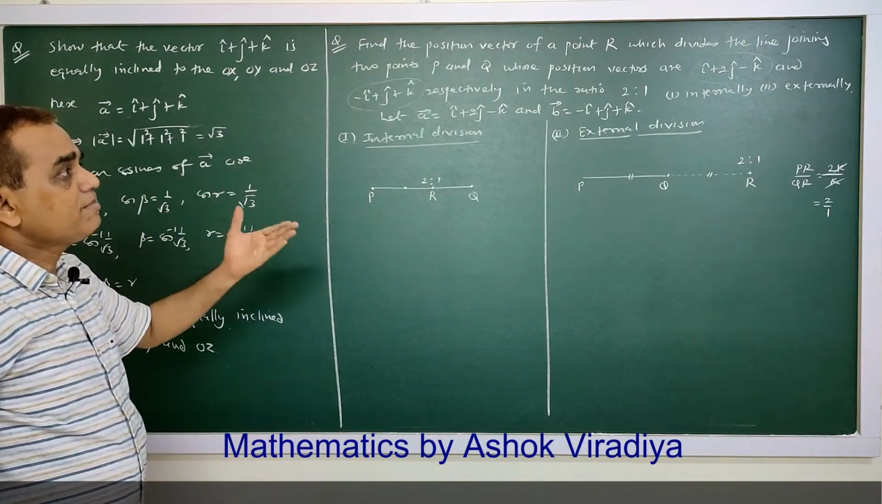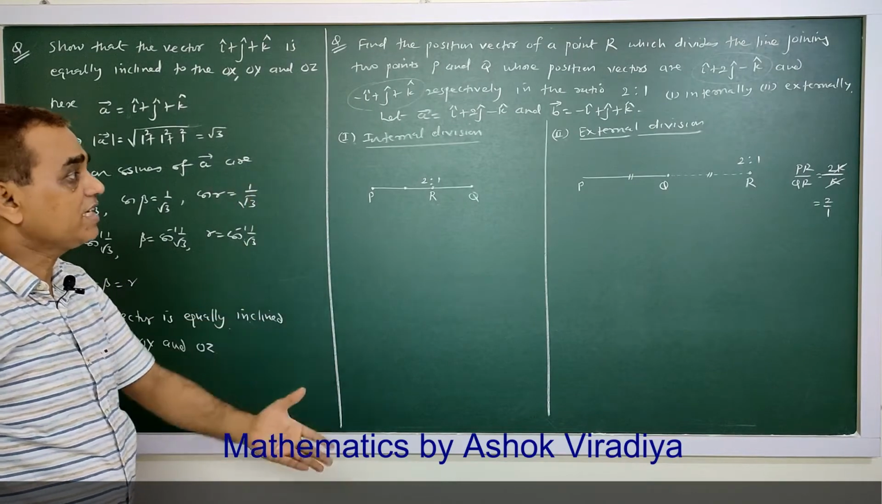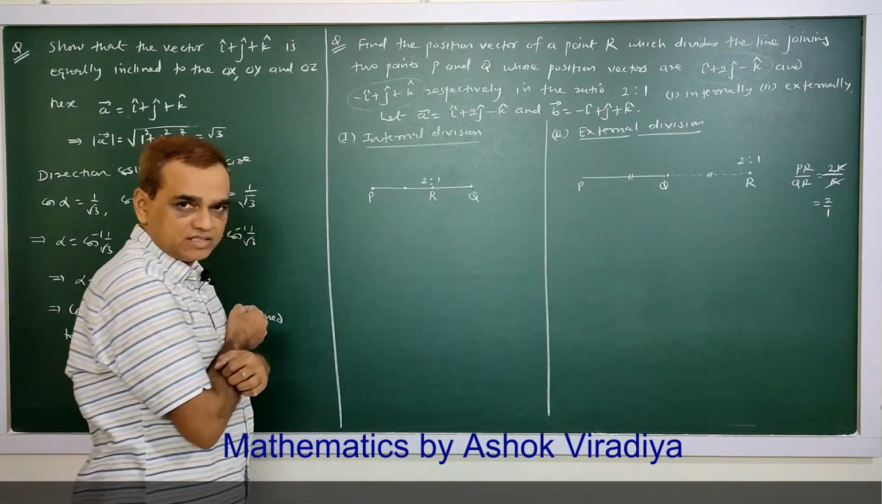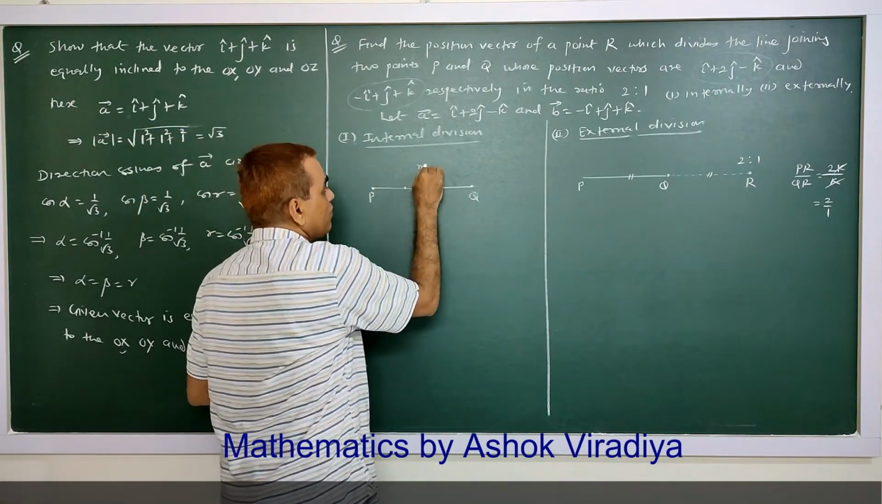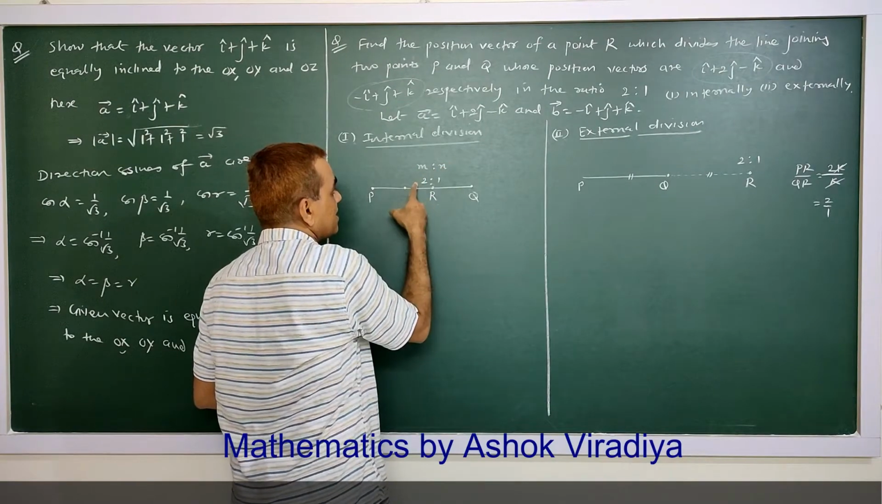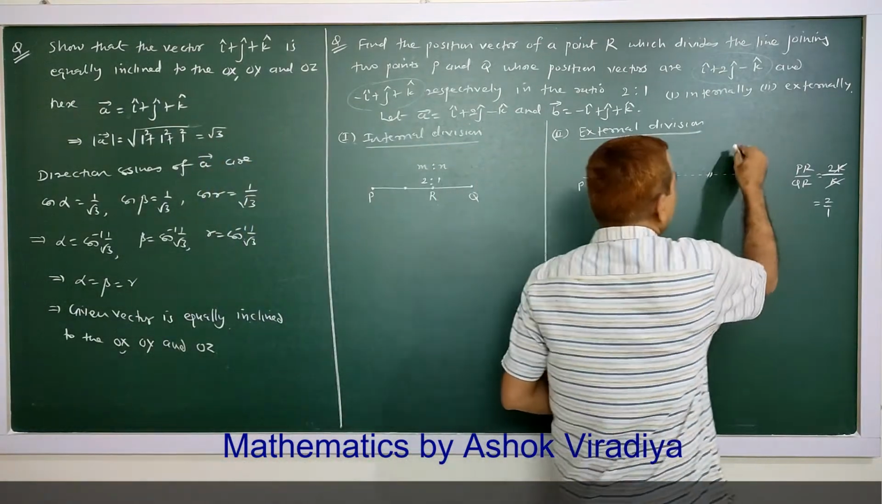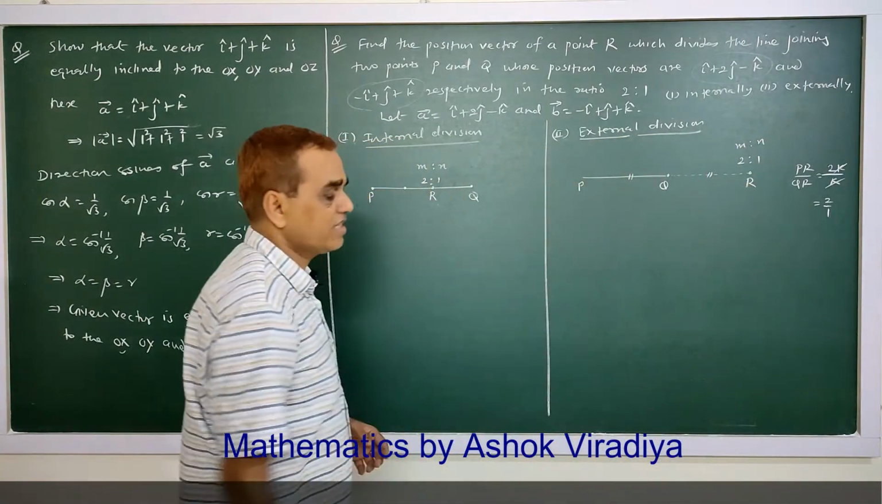A is i plus 2j minus k, B is minus i plus j plus k. Now here M and N are in the ratio 2:1. M is 2, N is 1. Same, but we are doing it here externally.